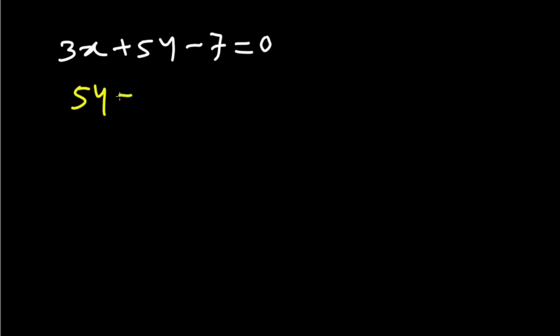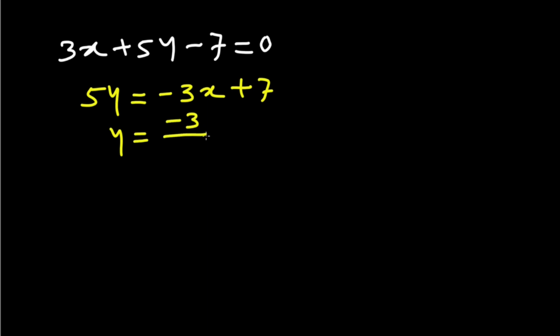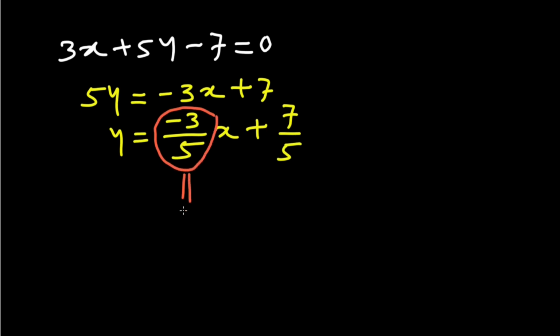How to find slope of the line 3x plus 5y minus 7 equals 0. First, let us write this equation in the slope intercept form, that is 5y equals minus 3x plus 7, y equals minus 3 by 5 x plus 7 by 5. So this will be the slope of this line.